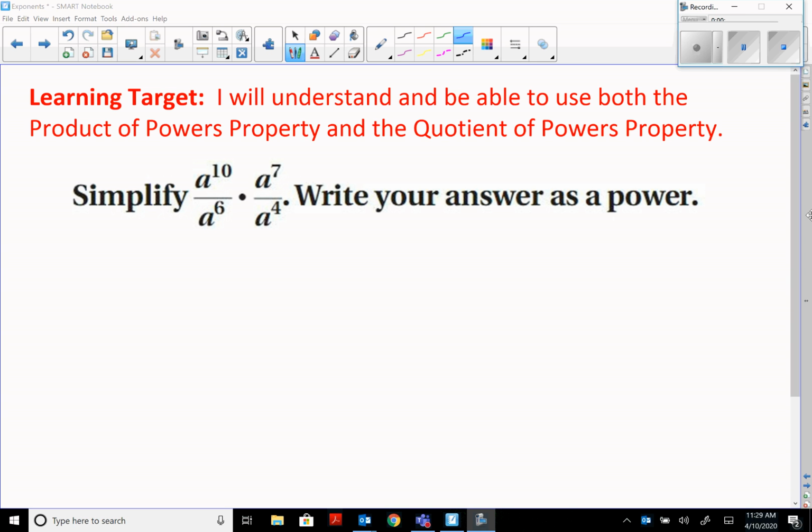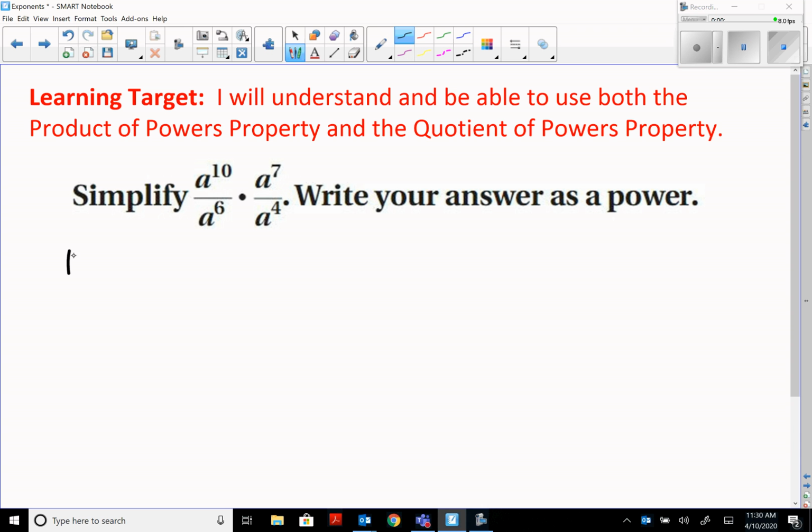In this second example, it makes the most sense to me to start with the quotient of powers property, just because the two fractions that are being multiplied are separate. But again, it doesn't really matter how you start or which property you start with. So I'm going to go ahead and start with, like I said, the quotient of powers property.